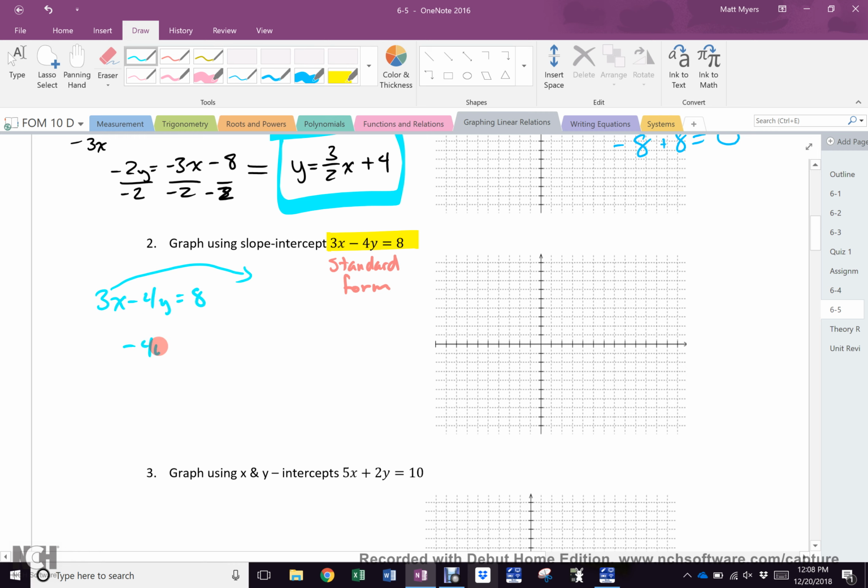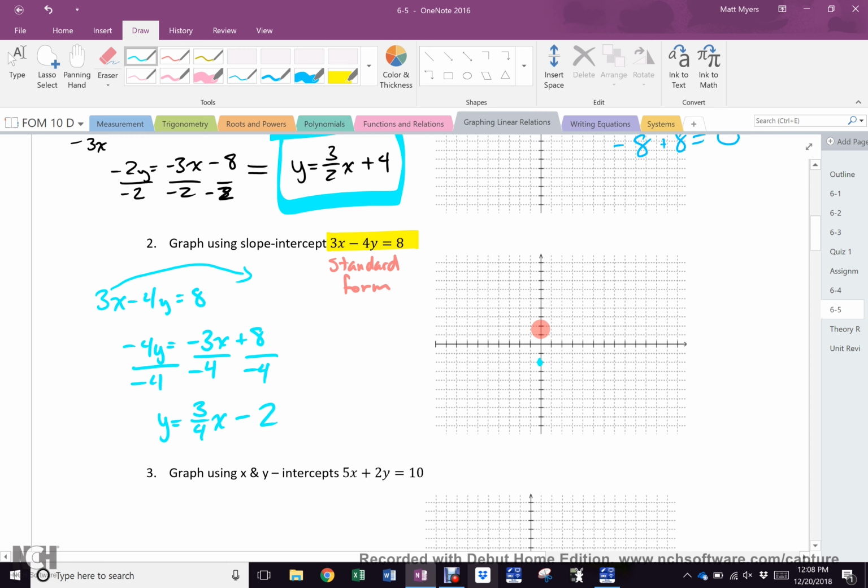So I'm going to have negative 4y equals negative 3x plus 8. Now what? It's not in slope intercept form. You have to divide by negative 4. And what do I get? You get positive 3 over 4 x minus 2. Graph that in 1 second. Where do I go?